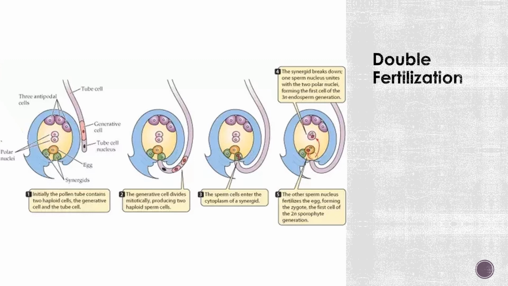The basic function of the endosperm is providing nourishment to the developing embryo. So this is the entire process of double fertilization, which includes syngamy and triple fusion. I hope this topic is clear.